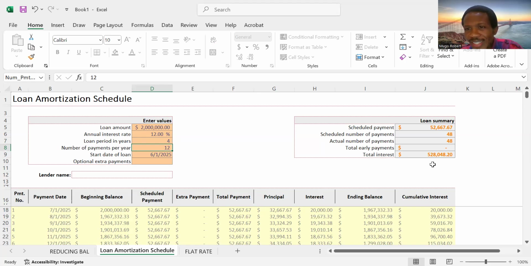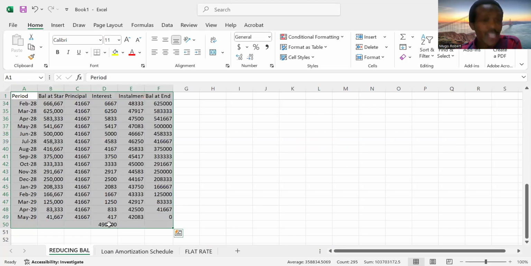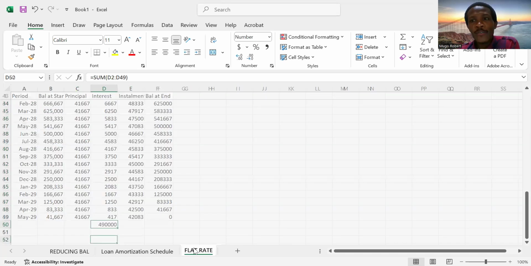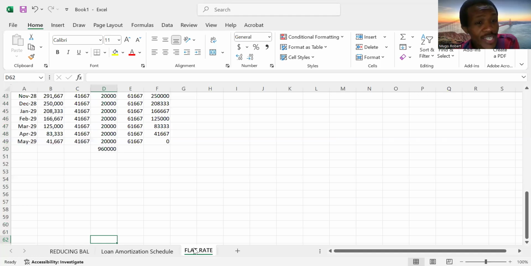The total interest here is 528,048. 12% amortization gives you an interest of 528,048. 12% reducing balance gives you an interest of 490,000. 12% flat rate gives you an interest of 960,000.